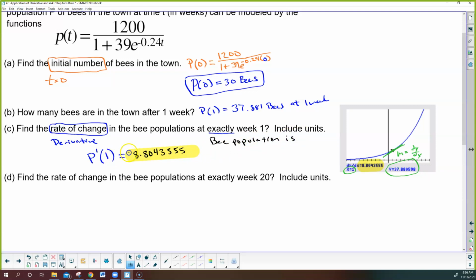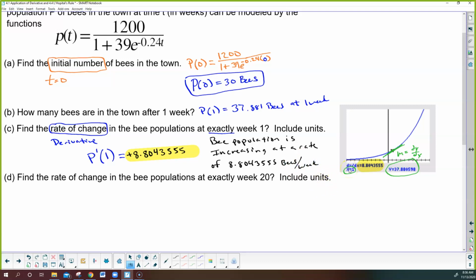is, now notice this is a positive value. So if my derivative is positive, that means the bee population is increasing at a rate of 8.804. You could stop there if we rounded to 3 decimals, or you could give the whole thing. But then I have to include the units. Well, what does this mean? This is referring to bees per week.